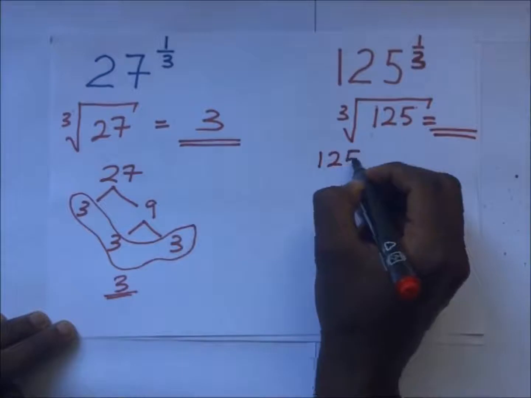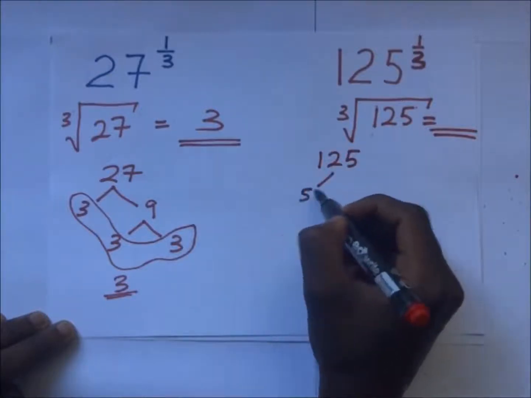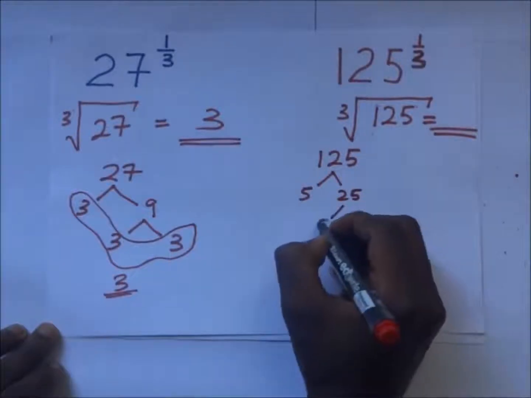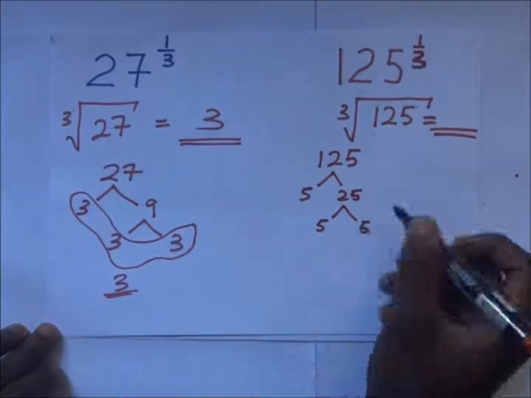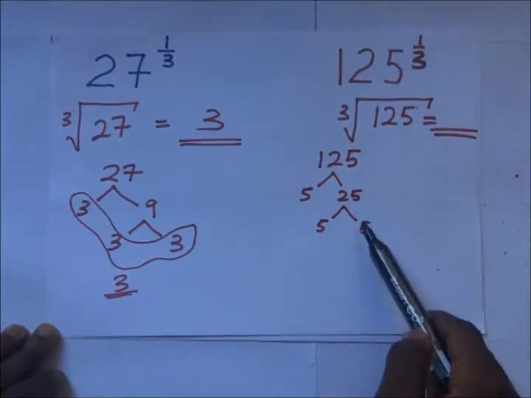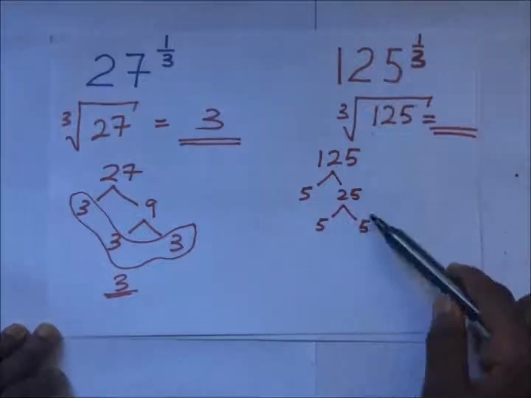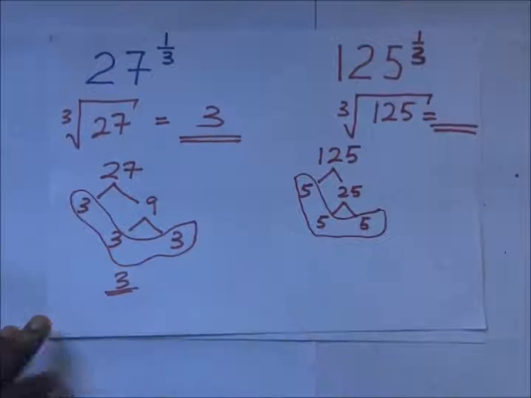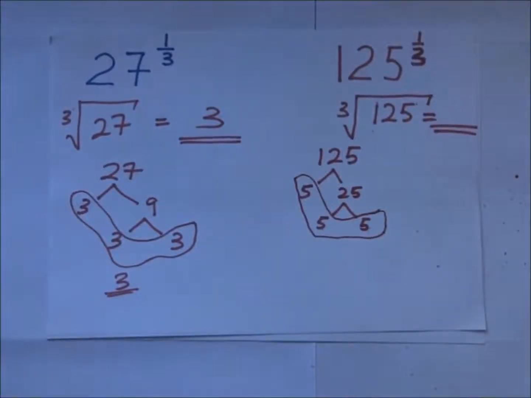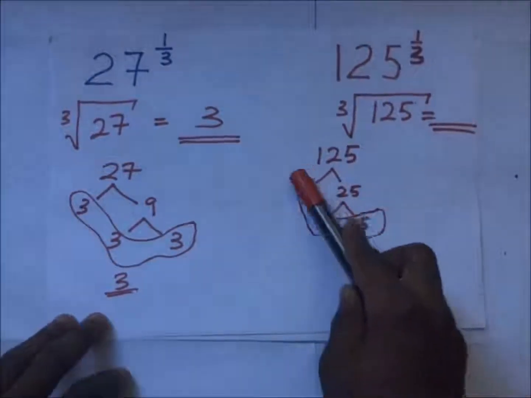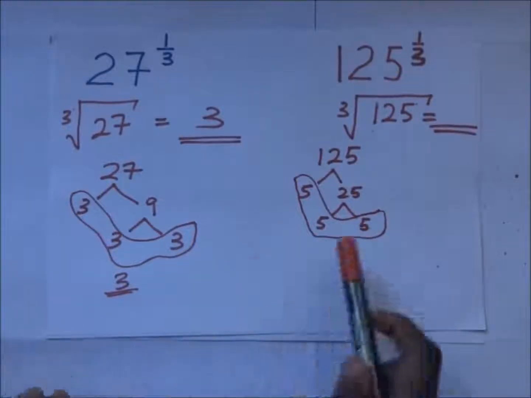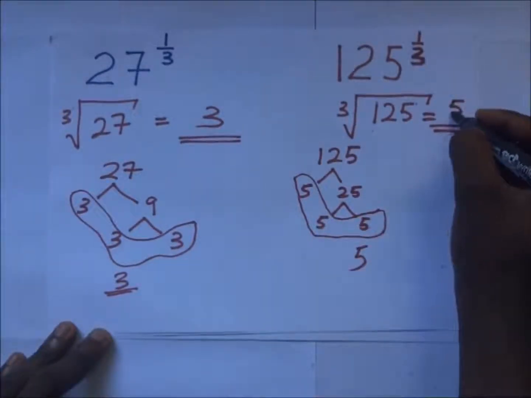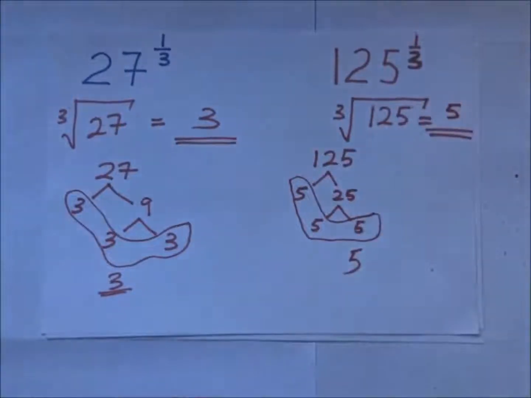So 125 divided by 5, we have 25. Divided by 5, we have 5. So you group these factors, since it's the third root, in groups of 3s. And after grouping them in groups of 3s, from each group you pick one. So here we only identified one group, we pick one, and definitely the answer here is 5. So the third root of 125 is 5.